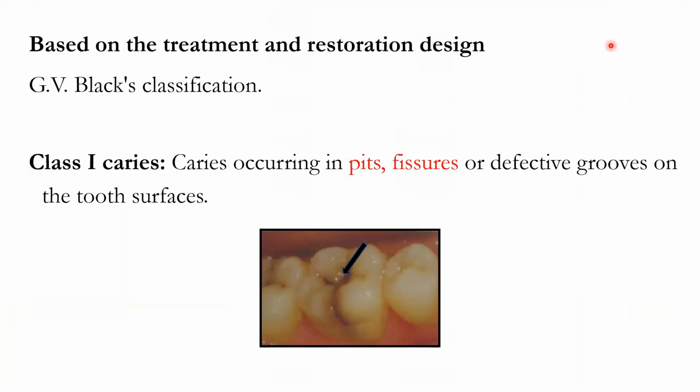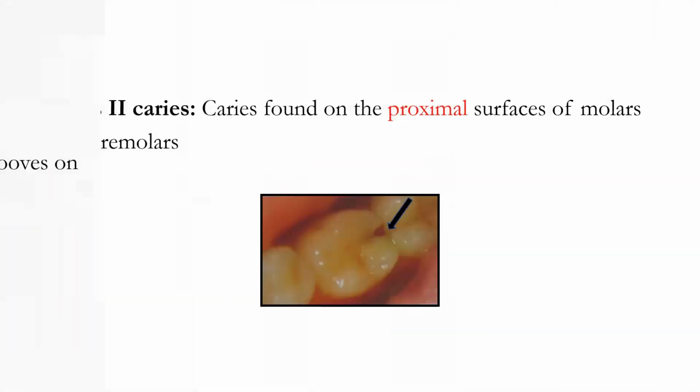This is important for you from the treatment aspect in restorative dentistry. So we need to know G.V. Black's classification. Class 1 is what occurs in the pits and fissures of the occlusal surface, or even any defective grooves present on the tooth surfaces, deep developmental grooves. Class 2 caries is found on the proximal surfaces of both molars and premolars, your posterior teeth.